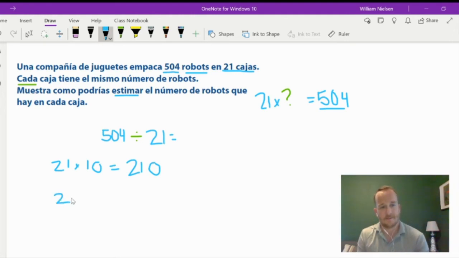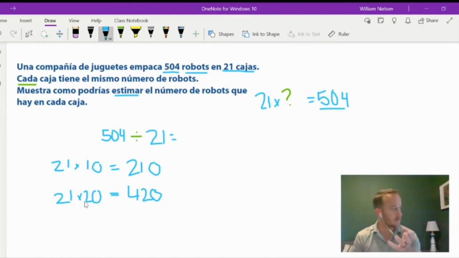21 por, ¿quién sabe? Deben de estar gritando las respuestas en sus casas, ¿ok? 21 por, vamos a intentar con 20. ¿Qué es 21 por 20? 21 por 20 va a ser 420, ¿verdad? Porque 21 por 2, 42. ¡Boom! Ahí está. ¿Ok?